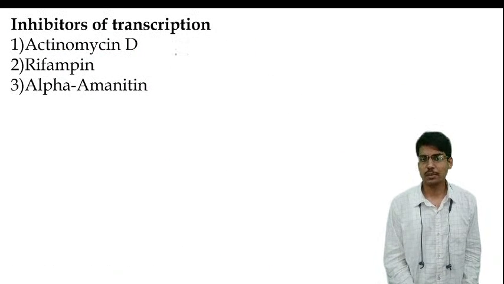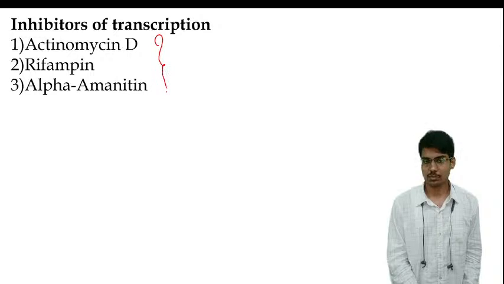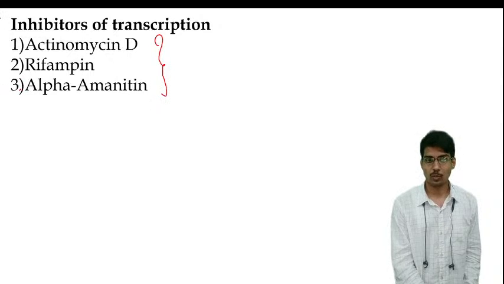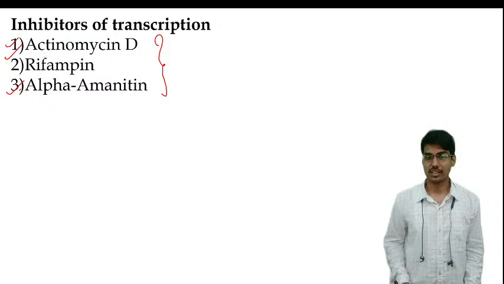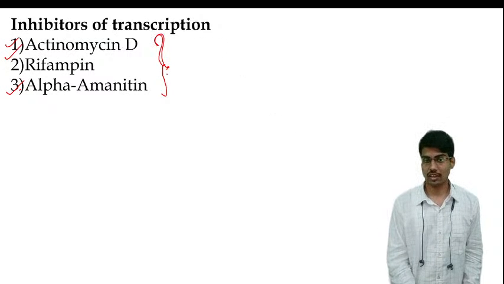There are certain inhibitors of this entire transcription. These are various drugs like actinomycin D, antibiotics you can say, rifampin and alpha amanitin. So these are the antibiotics which will inhibit this entire transcription.